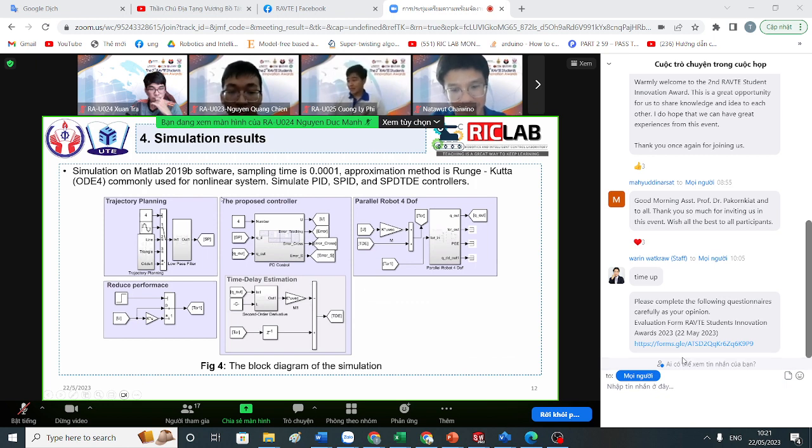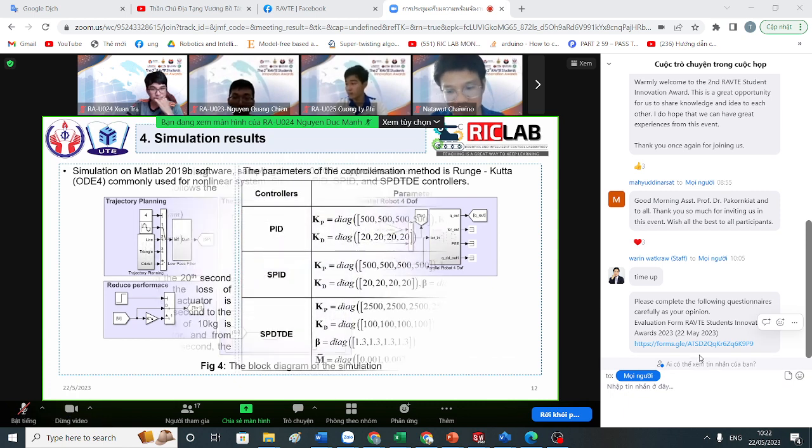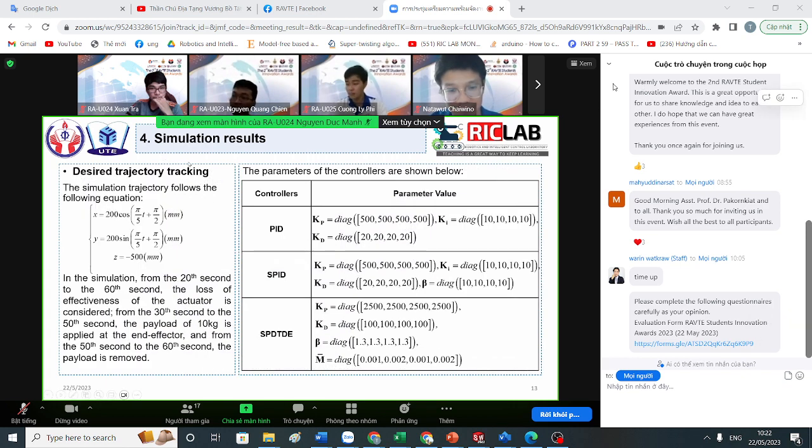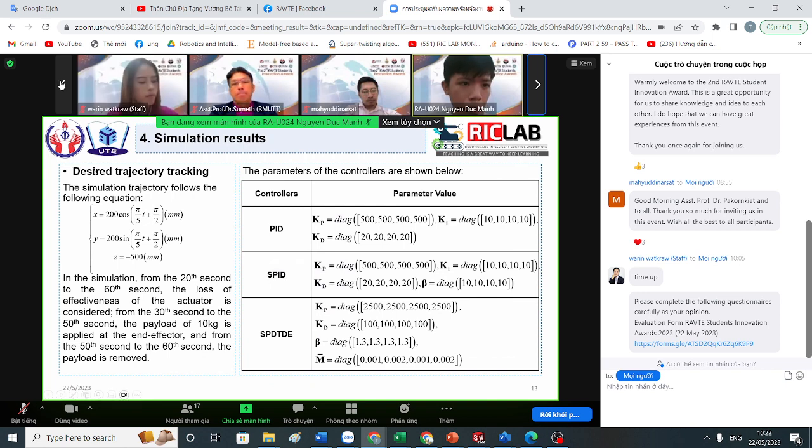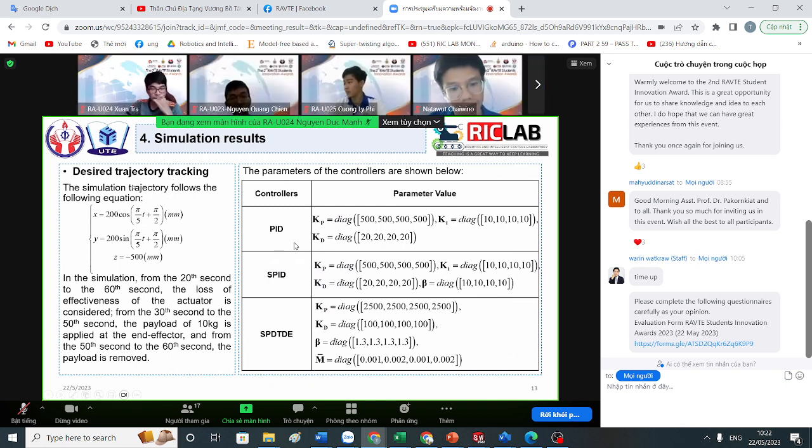The simulation on MATLAB software uses the approximation method and the ode commands used for nonlinear systems, and simulates the BD, SBD, and FBD-TD controllers. For the simulation result, besides trajectory tracking, the simulation trajectory follows the following equation. Trajectory: circle. And the parameters of the controller are as shown below.